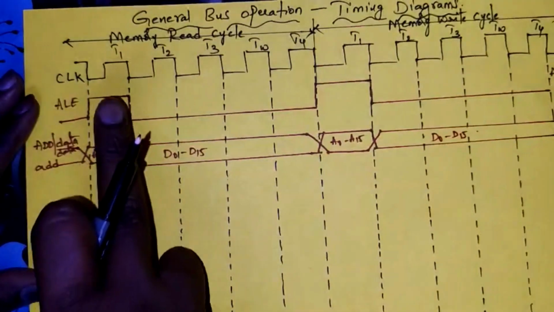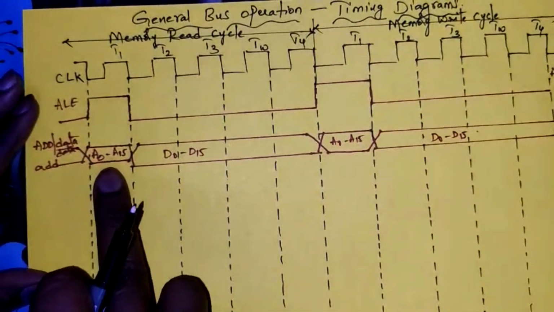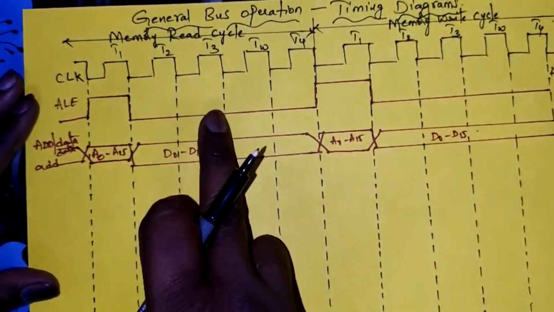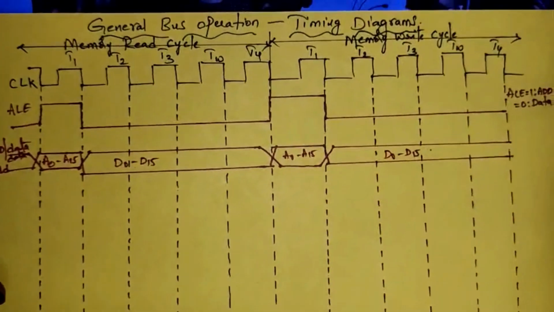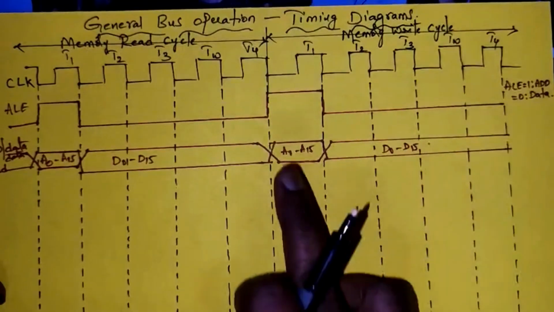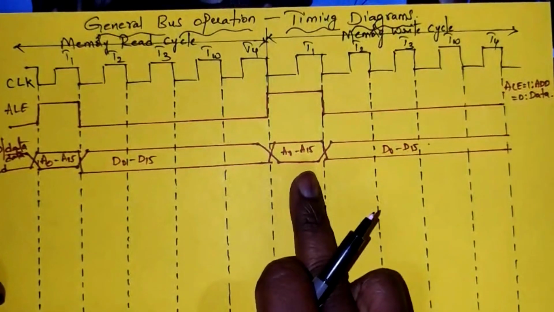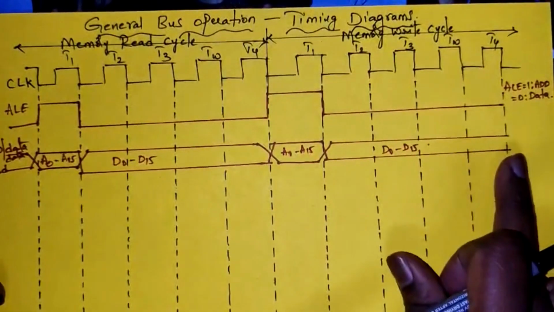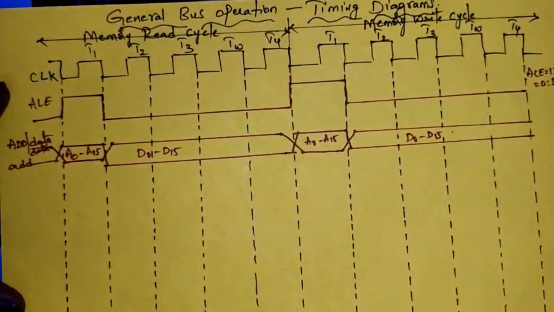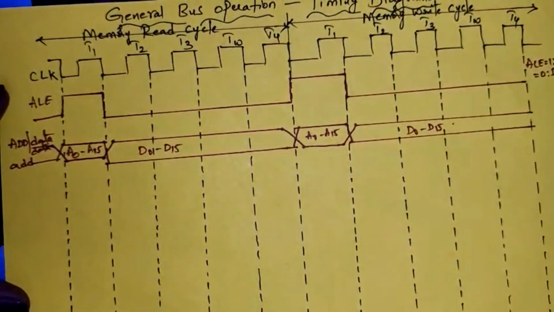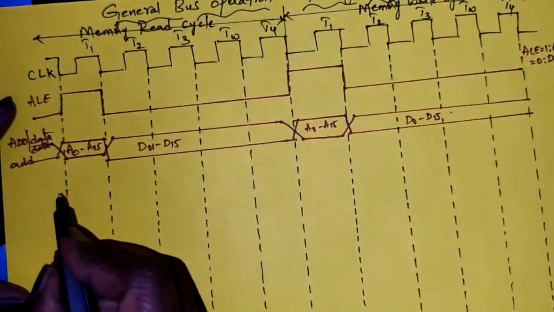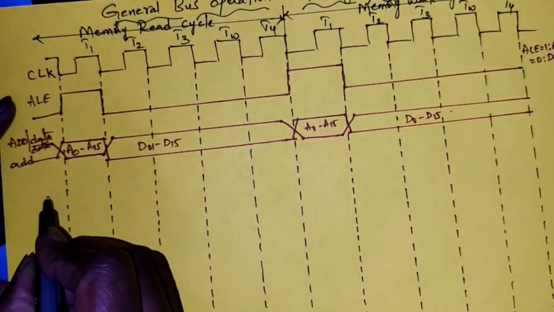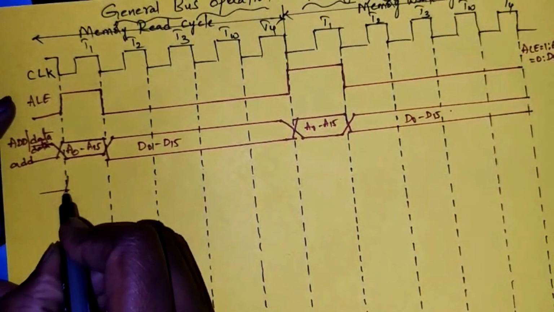Whenever ALE is equal to 1, address is activated. During ALE 0, data is activated. Is it satisfied or not? Yes. Again ALE 1, address is activated. If ALE is 0, data is activated. Now we will see the multiplexed lines for address as well as the status lines. Similarly, the address concept is the same.